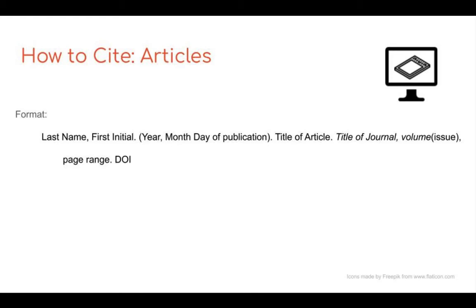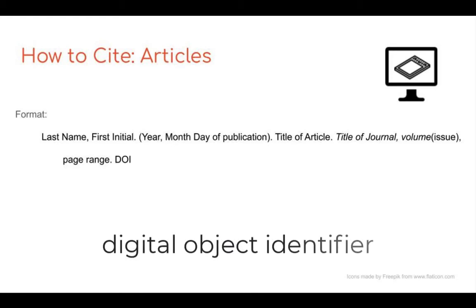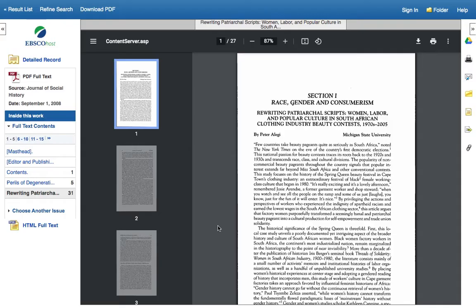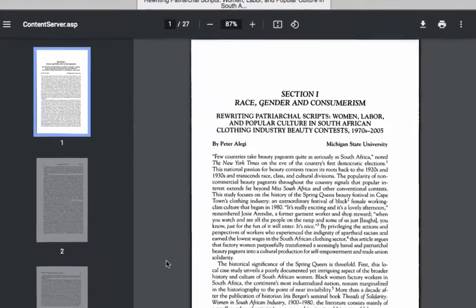if you have one. Not all articles are going to have a DOI. What is the DOI? DOI stands for Digital Object Identifier, and basically it's just a unique series of numbers and letters that help identify a specific article. Alright, so let's take a look at how we would cite an article and where we would find that information.